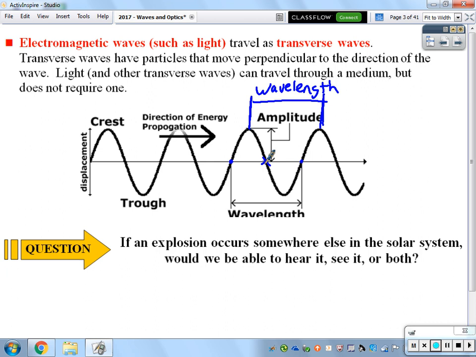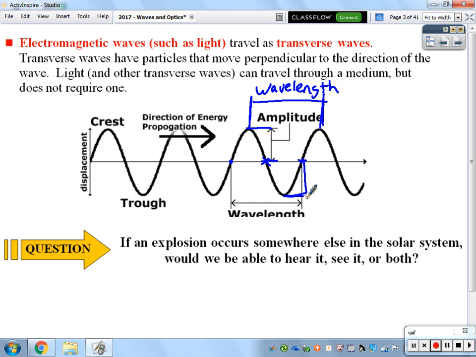The last one that we need to talk about is amplitude, which is simply the distance from rest position to the crest or from rest position down to the trough. That's the amplitude. Hopefully these terms are not anything new to you, but they set the stage for some of the things we're going to chat about on our next slide.